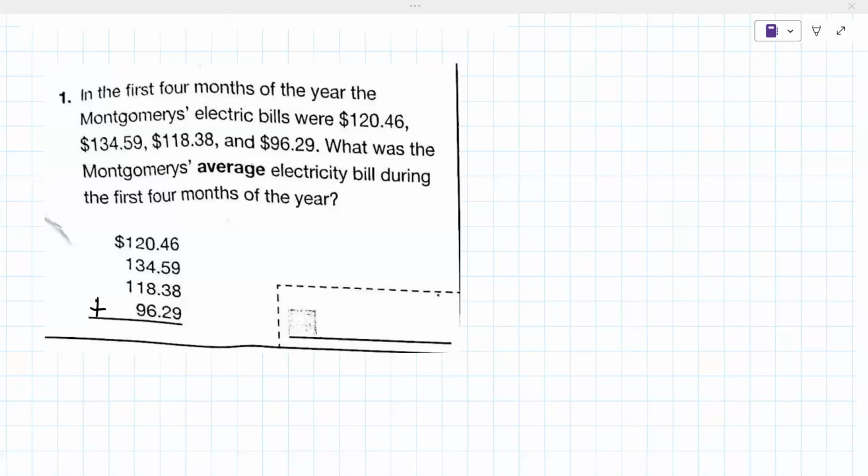I got it. 469.72. Let me check here. Yep, that's right, 469.72. Now to find the average, you're going to divide by 4. So you can take this number and divide it by 4. 117.43. Okay. And then because it's money, it's probably a good idea to put the dollar symbol in there.